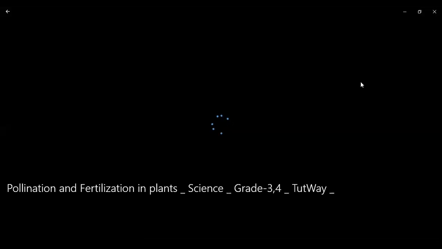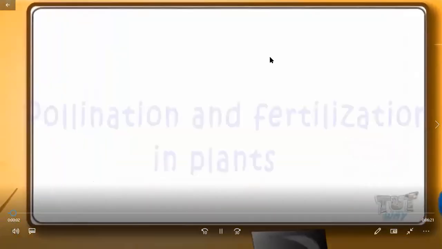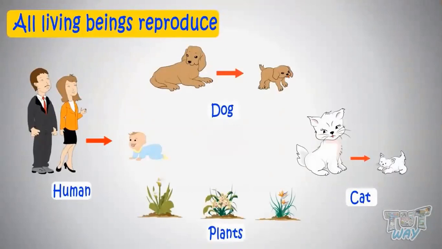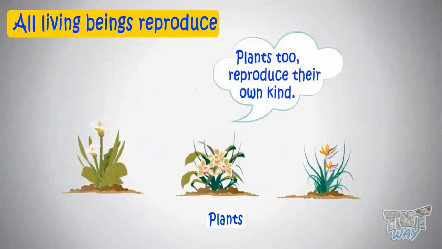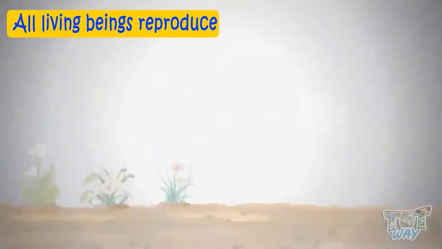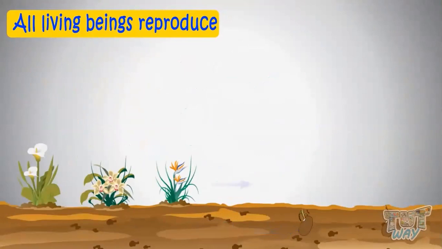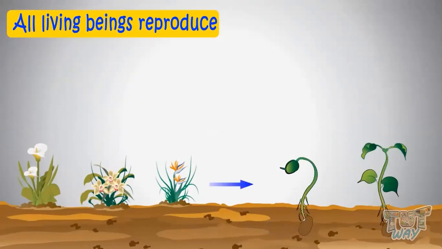Hi kids! Today we will learn about pollination and fertilization in plants. So let's start. We learned that all living beings reproduce. That is, all living things give birth to the same kind. And similarly, plants too reproduce their own kind. And most of the plants reproduce through seeds. That is, they produce seeds, which when it germinates produces a new plant. Let's see how these seeds are produced.